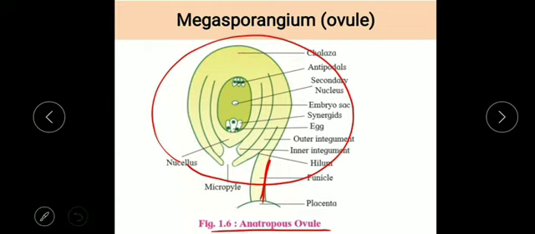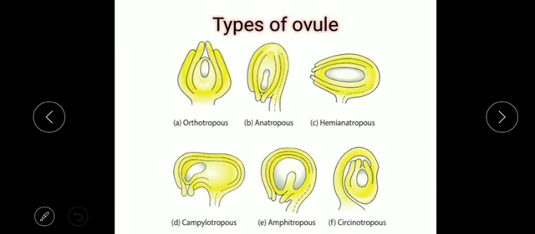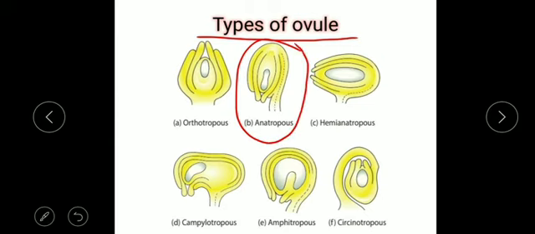There are different kinds of ovule. You have to remember. Okay, so here you can see the different kinds of ovule. See the types of ovule. But remember, even if there are many types, in angiospermic plants the most commonly found ovule is the anatropous ovule, which I have shown just now.